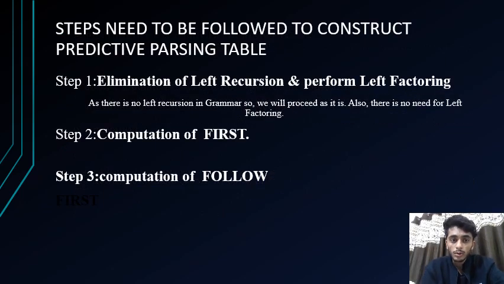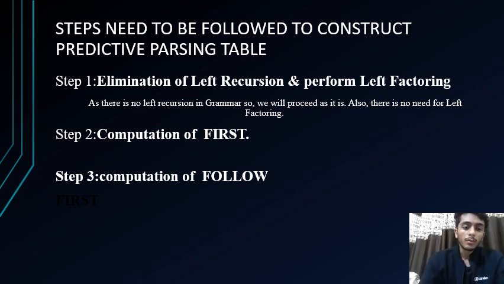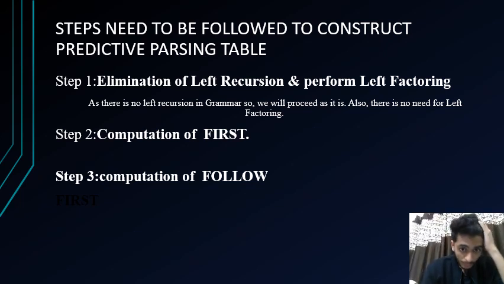Steps need to be followed to construct the predictive parsing table. Eliminate the left recursion and perform left factoring. As there is no left recursion in the grammar, we proceed as it is. Also, there is no need for left factoring. So the first step is elimination of left recursion. Step 2, computation of first. Step 3, computation of follow. First we remove the left recursion and perform left factoring. Further, we compute first, then we compute follow. These are the steps we have to follow to solve the problem.